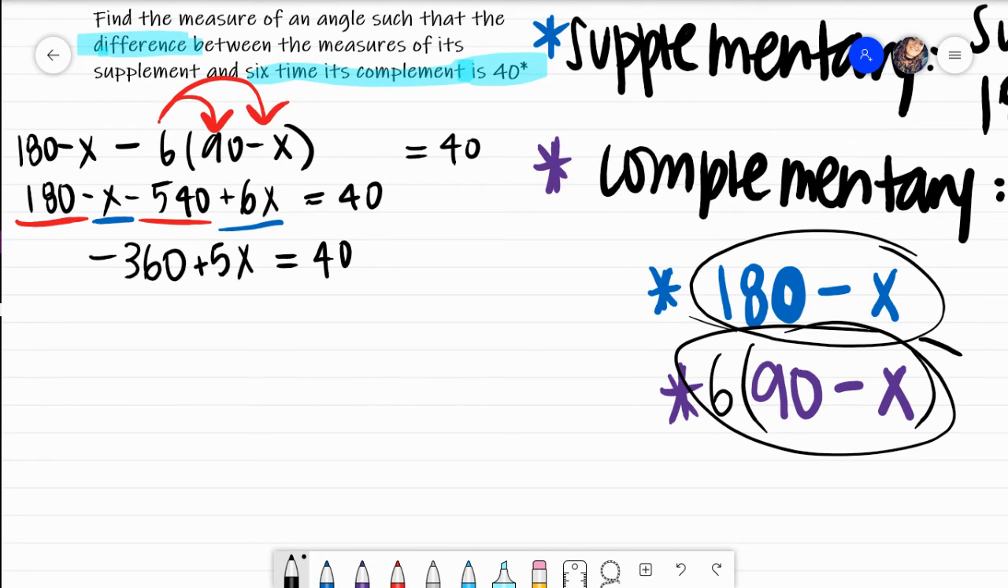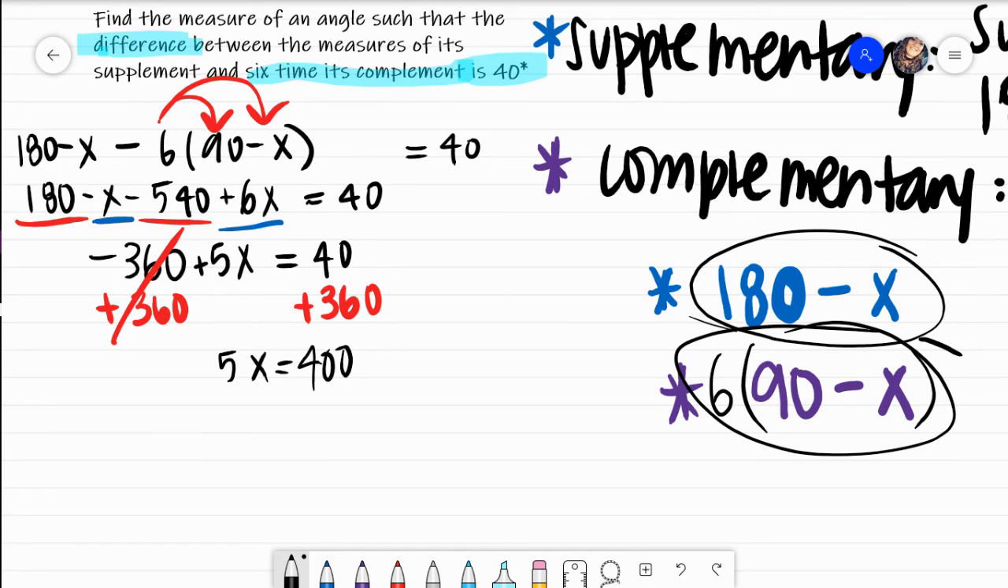Now what we would do is, I don't even need my calculator. We have a negative 360. We actually need to add 360 to both sides because that would be the inverse. That cancels there. What I have left is 5x equals, if you do 40 plus 360, because those signs are the same, you just add them and you get 400.